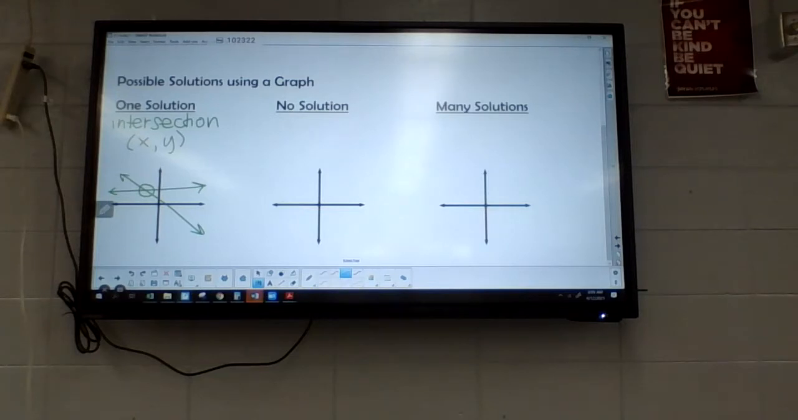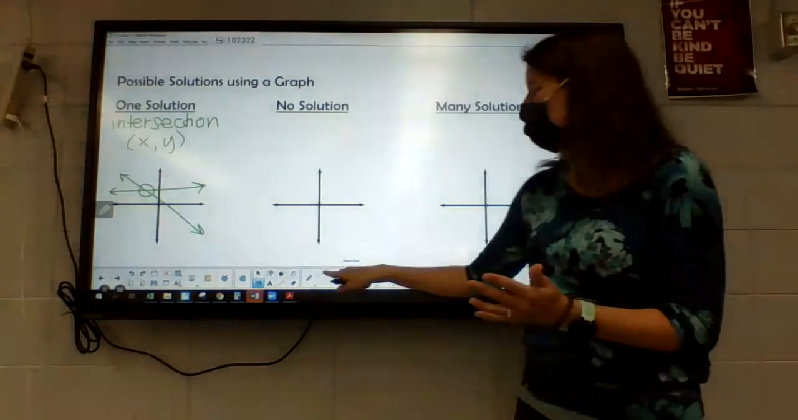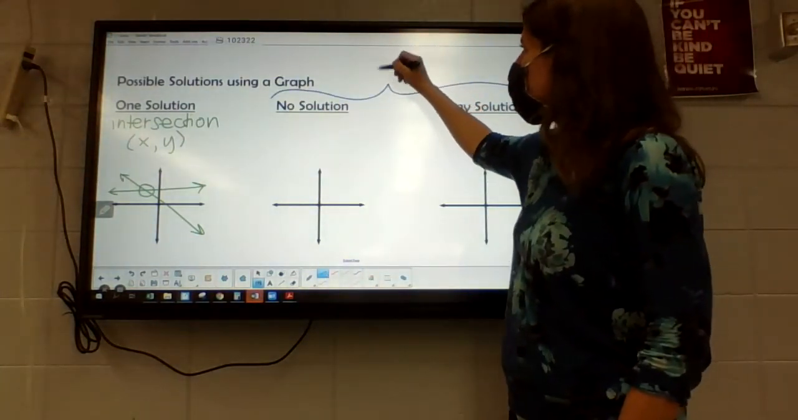Now that's what's going to happen most often. These next two are going to be special cases. So we've talked about what happens when we have no solution or many solutions in regular equations. These two are considered special cases. They won't come up as often.